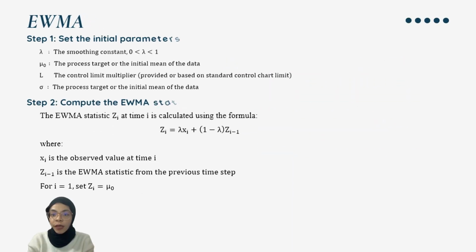Next, we're going to have a look at the EWMA. For step 1, we need to set the initial parameters. Lambda is the smoothing constant. Nu null is the process target or the initial mean of the data. L is the control limit multiplier. Sigma is the process standard deviation. For step 2, we need to compute the EWMA statistic. The EWMA statistic Zi at time i is calculated using the formula Zi equals lambda xi plus (1 minus lambda) Zi minus 1, where xi is the observed value at time i and Zi minus 1 is the EWMA statistic from the previous time step.